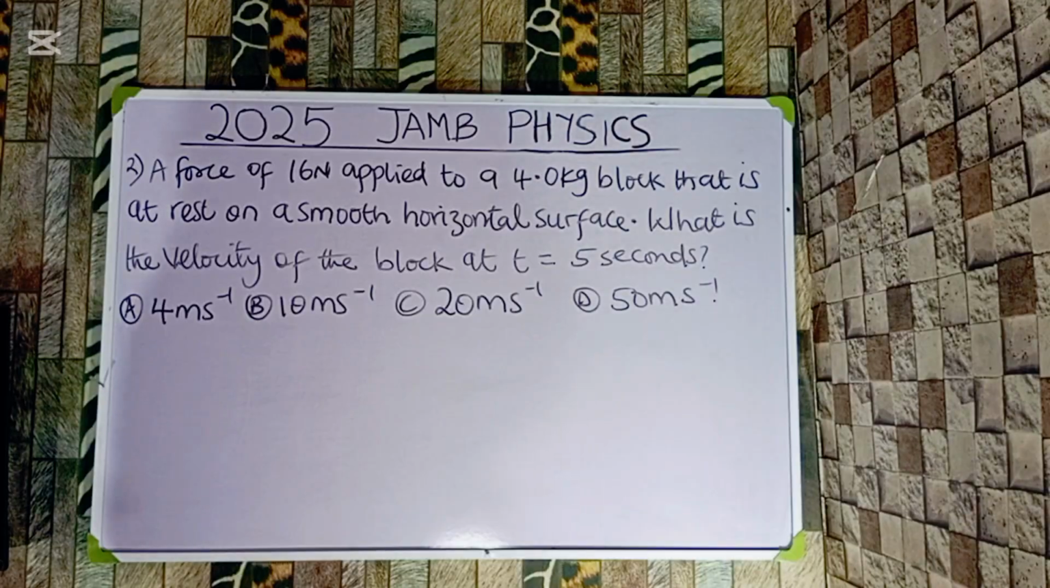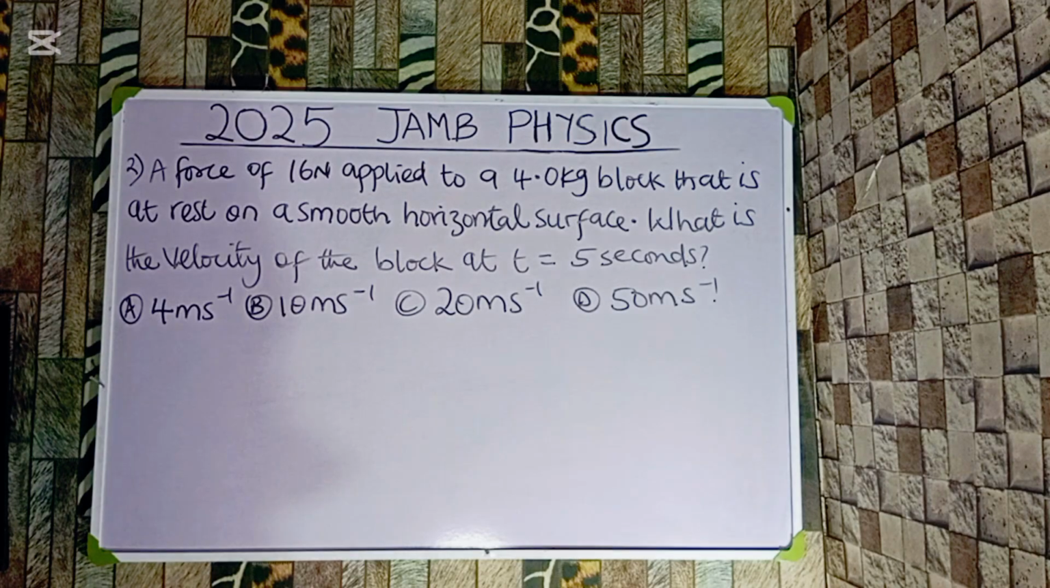A force of 16 Newton is applied to a 4.0 kg block that is at rest on a smooth horizontal surface. What is the velocity of the block at t equals 5 seconds? We are given option A to be 4 meters per second, option B to be 10 meters per second, option C to be 20 meters per second, and option D to be 50 meters per second.